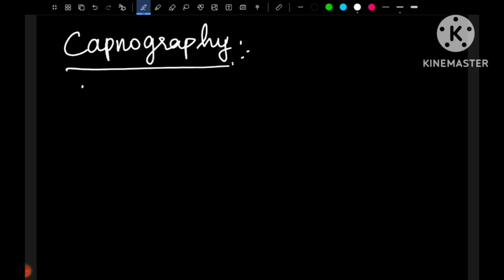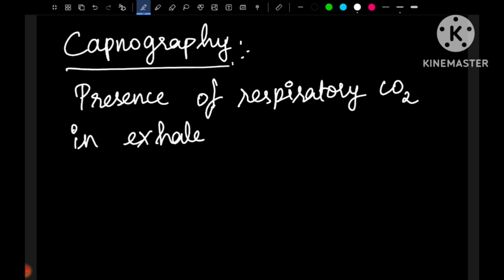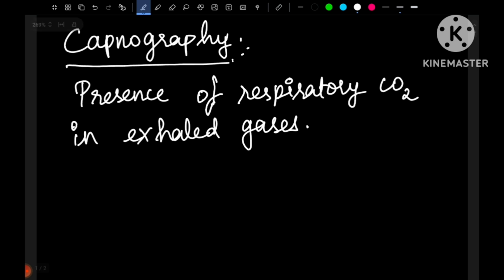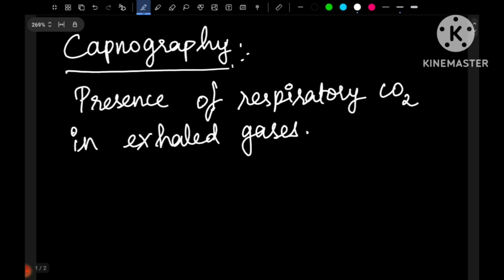Capnography is basically the presence of respiratory CO2 in exhaled gases. Capnography denotes the presence of respiratory carbon dioxide in exhaled gases. There are many advantages of this capnography.